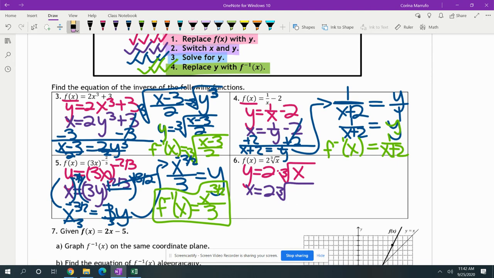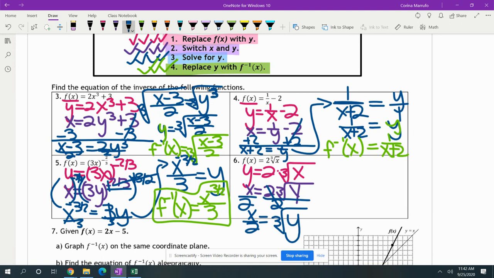I wrote x twice. This should be y. Now we're going to start solving for y. So we need to get the y by itself. So we are going to first get rid of the 2. So we're going to do the opposite and divide because it's being multiplied times the cube root. That cancels, and we get x over 2 equals the cube root of y.